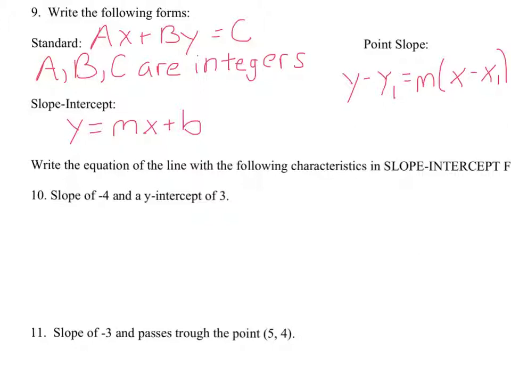So for number 10, we want to write the equation of the line given the following characteristics in slope-intercept form. So since we know that the line has a slope of negative 4 and a y-intercept of 3, we can just use y equals mx plus b, and we can plug in a negative 4 in for our slope, and the y-intercept is 3. So our equation of our line is y equals negative 4x plus 3.